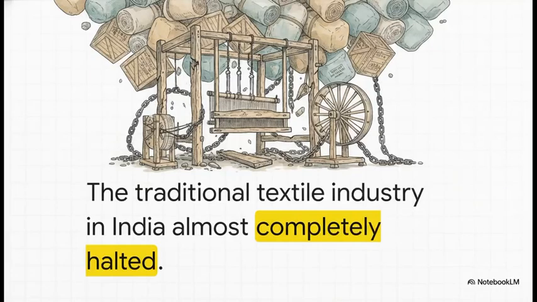In fact, the source highlights one historically devastating reality. Because of this massive industrial shift and the resultant colonial policies, the traditional textile industry in India almost completely came to a halt. Centuries of a thriving, self-sustaining Indian cottage industry were abruptly dismantled, virtually overnight, by a legally protected flood of cheap, machine-made British goods.